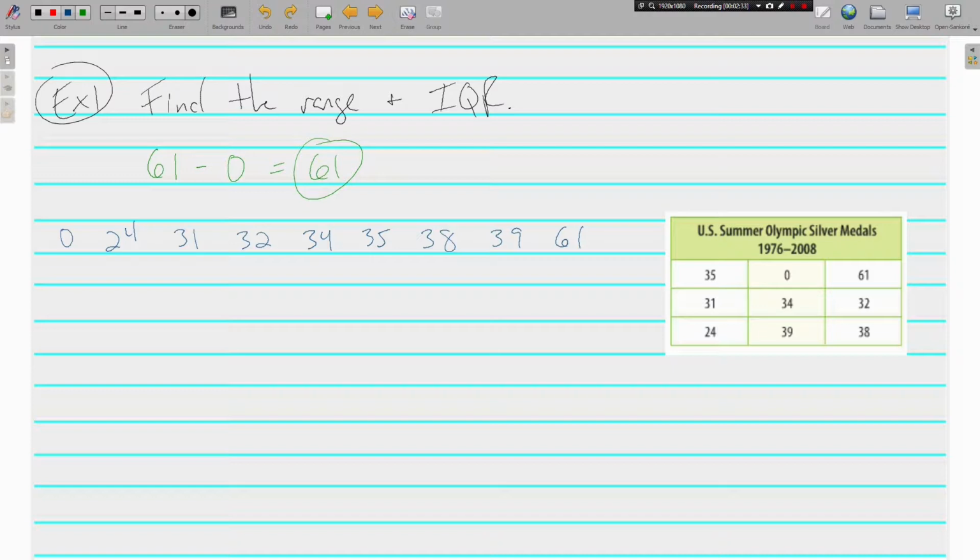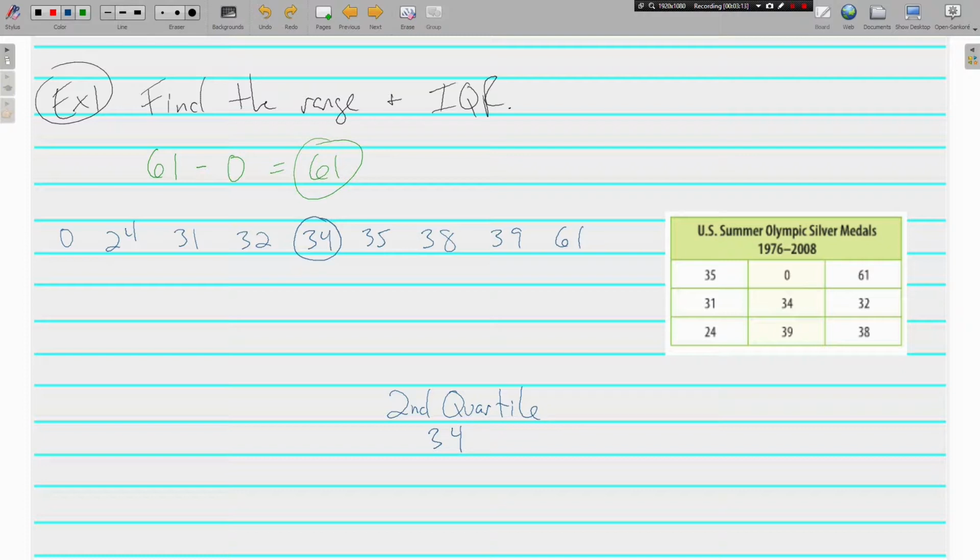The median, we've got 1, 2, 3, 4, 5, 6, 7, 8, 9 numbers. So this right here is our median. It's right in the middle. It's actually our second quartile. It's the middle of the entire set of data. The second quartile is 34. Now, besides being the middle number, it also splits the rest of the data. You've got the lower half and you've got the upper half.